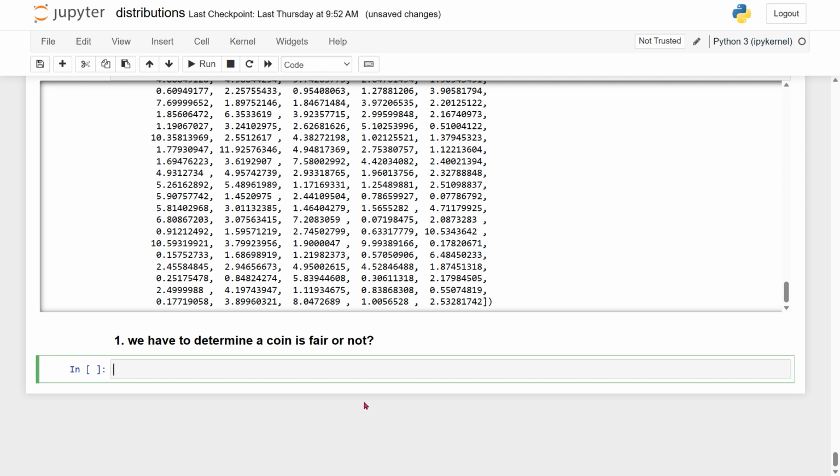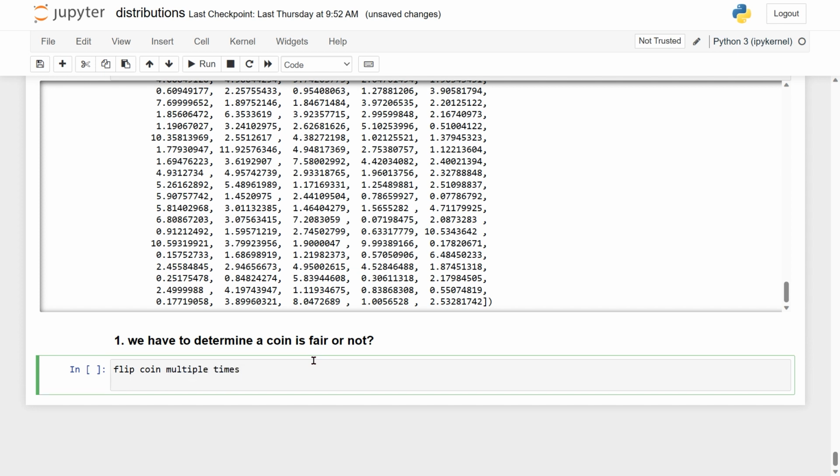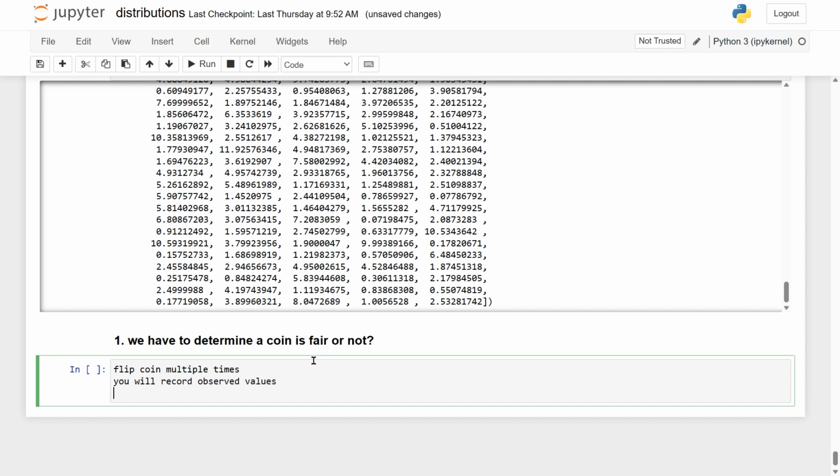That's how the chi-square distribution helps. So when you test this, to determine whether a coin is fair or not, you will flip the coin multiple times. Then you will record the observed values.